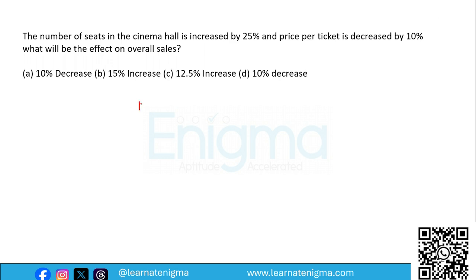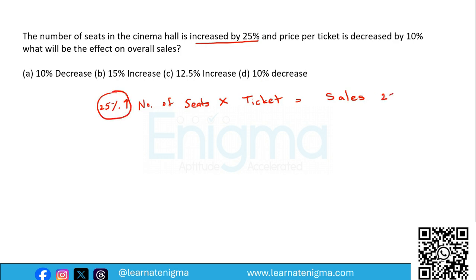Now, number of seats multiplied by ticket price is equal to sales. That's the basic concept. Now, if the number of seats are increased by 25%, okay, so seats are increased by 25%, so that will have an effect on sales as well. The sales will also increase by 25%.